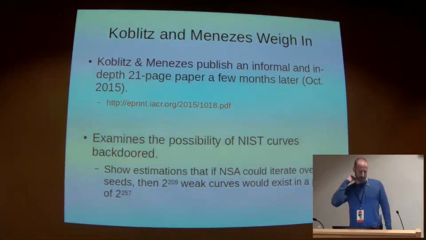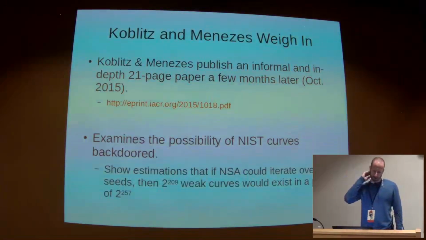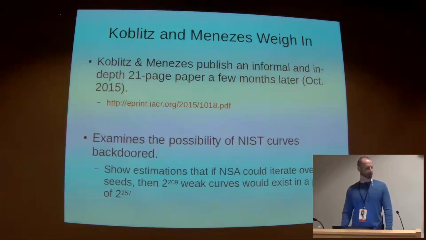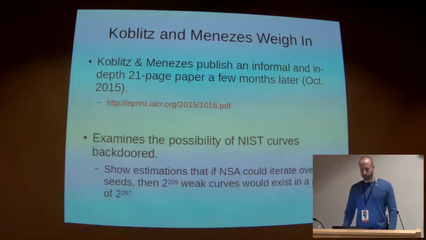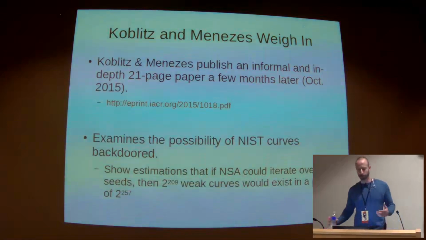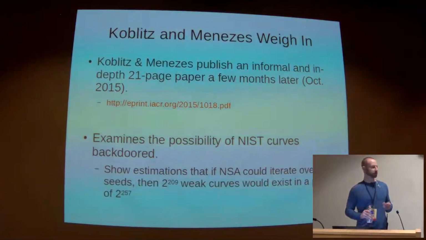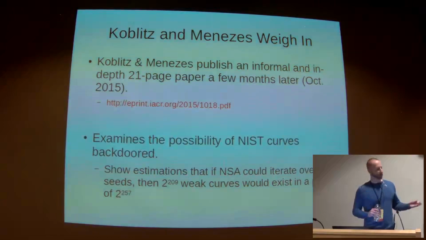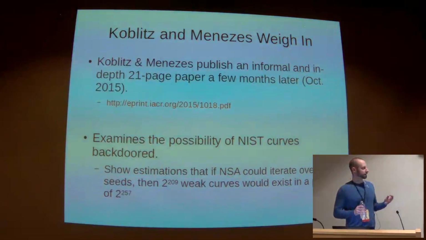So two cryptographers, Koblitz and Menezes, published an informal paper. It's quite in-depth and rather interesting. One of the things they talked about, because this was a topic that had come up, is, all right, let's talk about these NIST curves maybe being backdoored. And this is an opposing view, and I thought it would be fair to include them. So they showed some estimations. All right, here's some math.